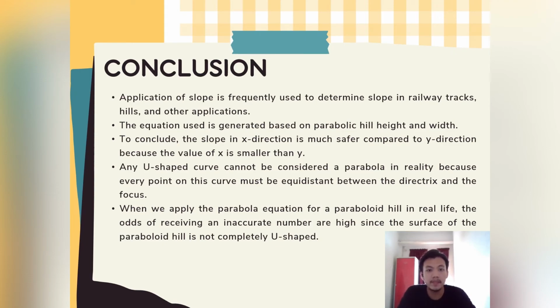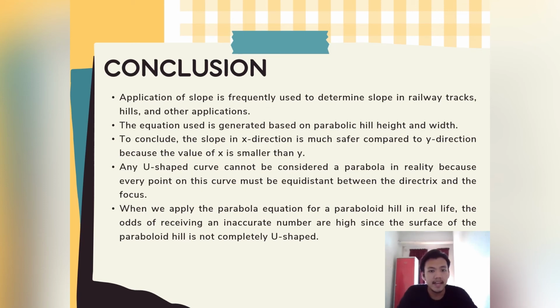Today I will talk about the conclusion for our group project. To sum up, the application of slope is frequently used to determine the slope such as in railway tracks, hills, and other applications. In our project, the equation used is generated based on parabolic hills' height and width. So, the slope in the x direction is much safer to conclude compared to the y direction due to the value of x being smaller than the value of y.